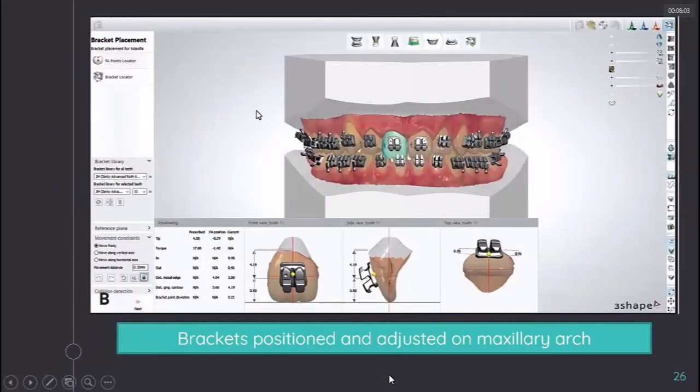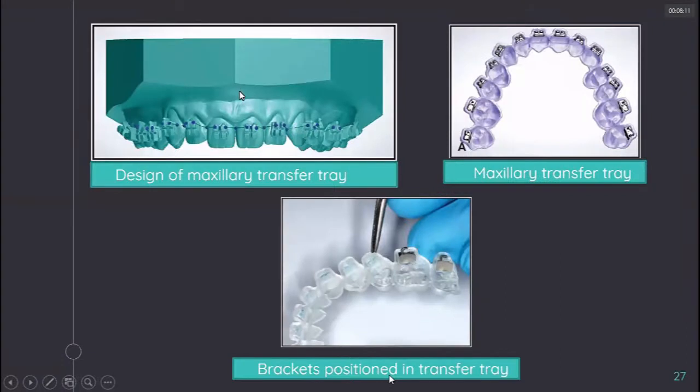This is a CAD software where the braces are designed and adjusted on the maxillary arch. After the braces are designed, then the maxillary tray is designed, also known as the maxillary transfer tray. Then the maxillary transfer tray is printed by 3D printing, and after the maxillary tray is printed, the actual braces are then kept in the maxillary tray and then inserted into the patient's mouth by indirect bonding.